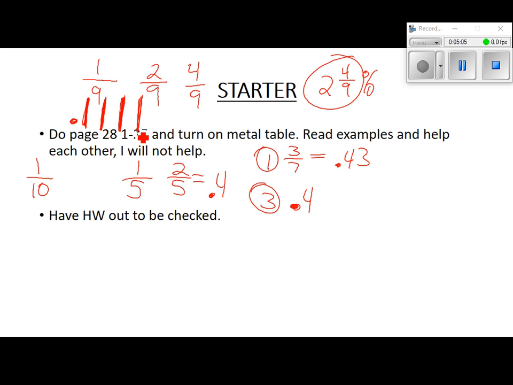Whatever place value is of the last number, that's what goes on the bottom. So here the 4 is in the tenths place, so what's our denominator? 10. And you just put the number without the decimal on top.